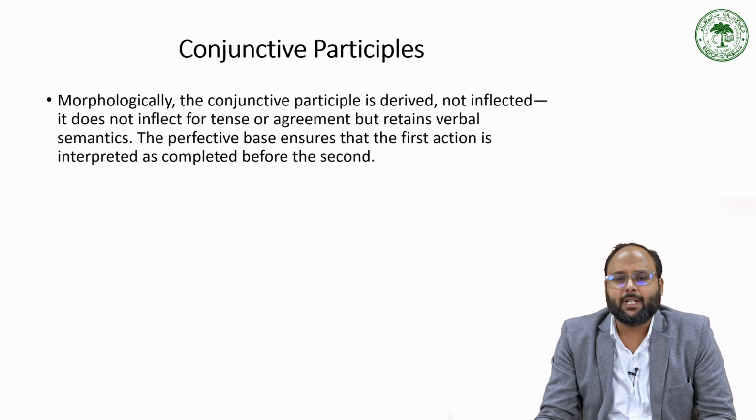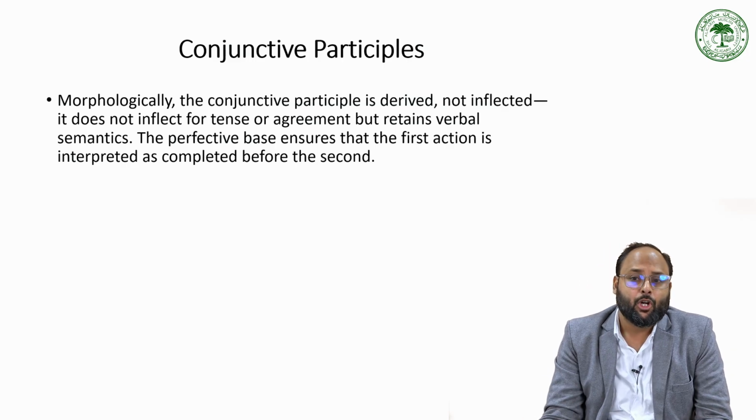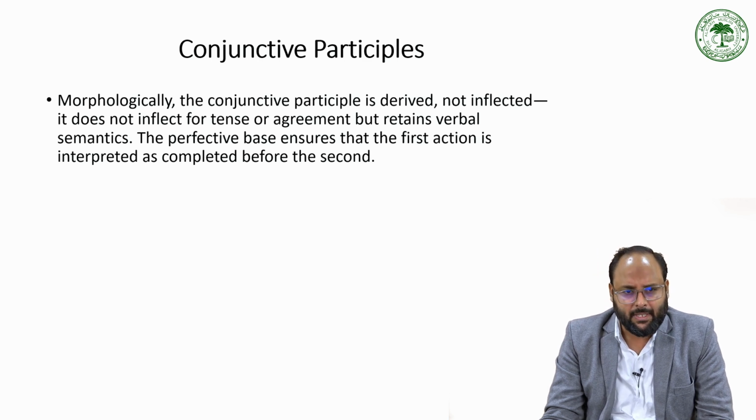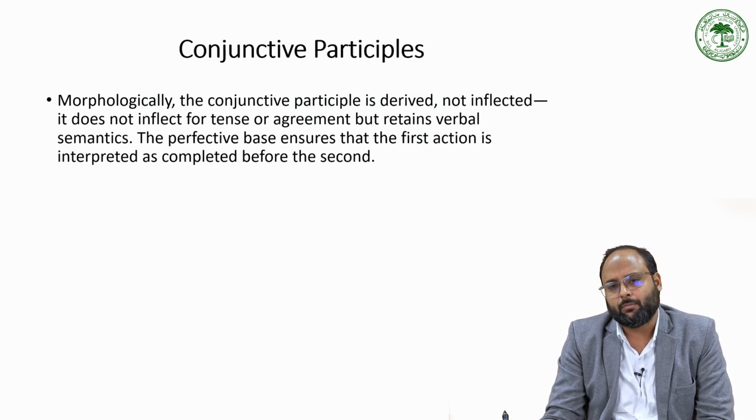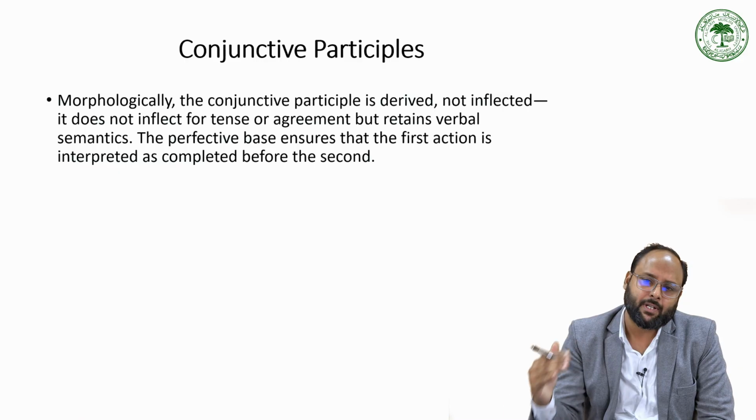So morphologically the conjunctive participle is derived, not inflected. It does not inflect for tense or agreement, but retains the verbal semantics. The perfective base ensures that the first action is interpreted as completed before the second. So actually it is in the perfective form. The first event is in the perfective form, so it gives the sense of perfective.